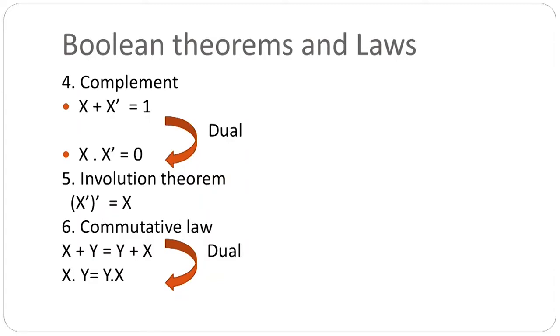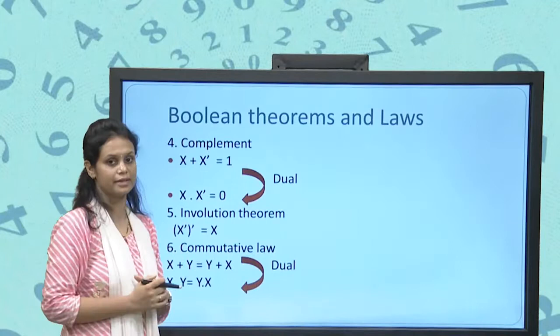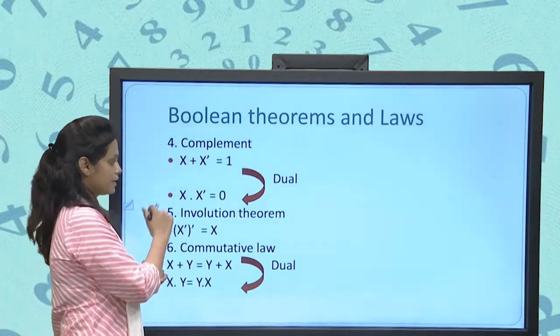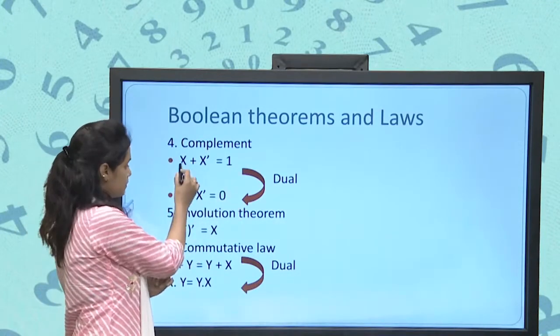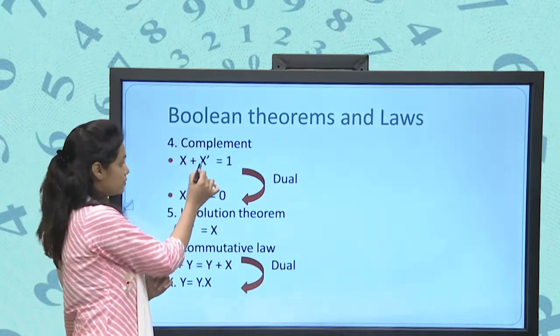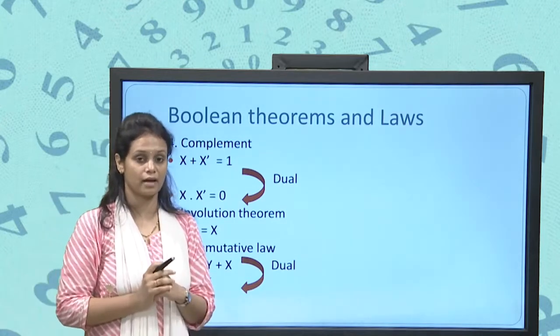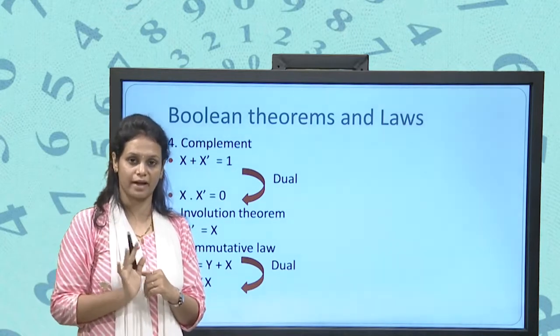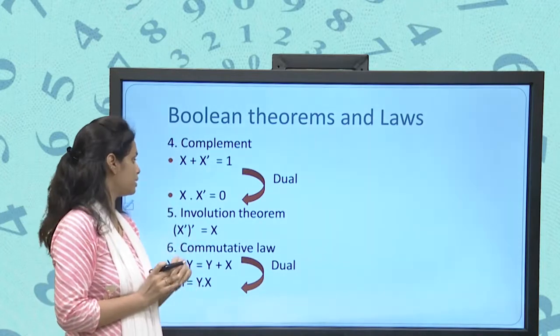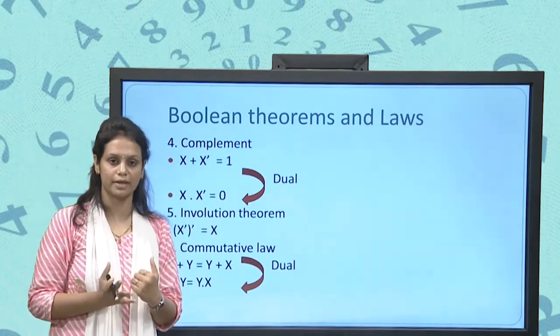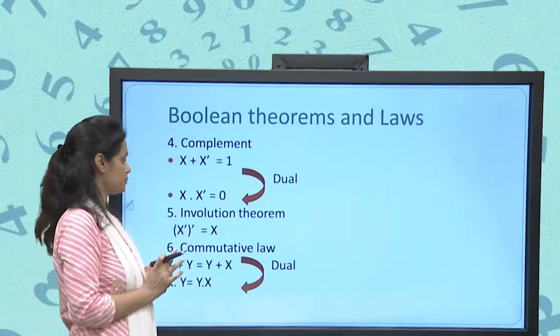Next is the complement. What is A union A dash? A union A dash always gives the output universal set. Likewise, here x plus x dash always gives the output of the highest element, that is 1. Same way, we will write the dual of this: x as it is, plus is replaced by dot, x dash as it is. What is x dot x dash, or A intersection A dash? That is always phi, the smallest element. So, here the output is 0, because 0 is the smallest element in Boolean algebra.